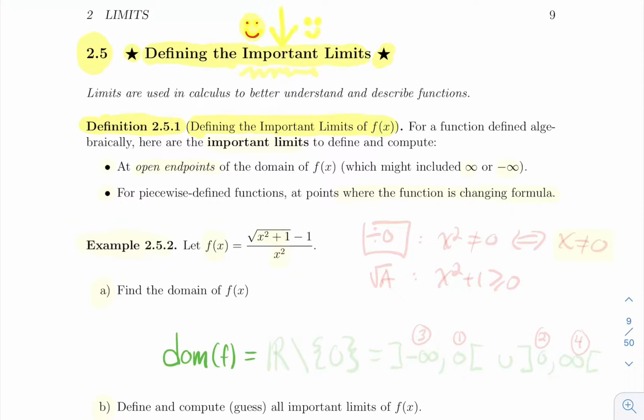So when you're studying a function algebraically, here are the important limits to define and compute. First, any open endpoints of the domain will correspond to an important limit, and this of course includes infinity and minus infinity, which is always open. And if you have a piecewise defined function, so a function that changes formula, it will be important to compute the important limits where the function is changing formula. So for example, if it's changing around 2, then you want to know what's happening before 2 and after 2. Okay, so any open endpoints of your domain, or if you have a change of equation, you look at before and after. So let's do some examples.